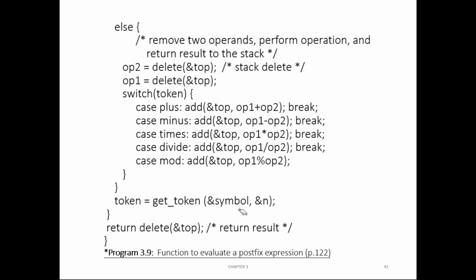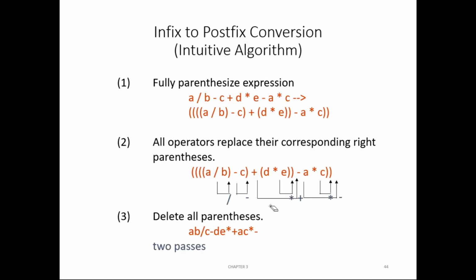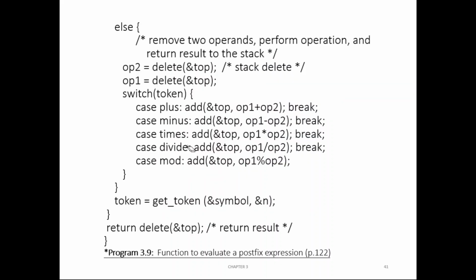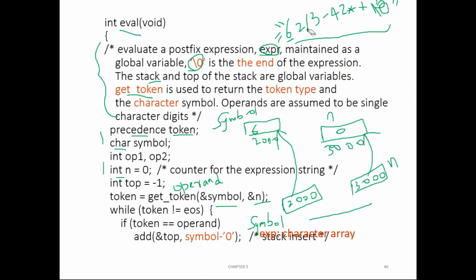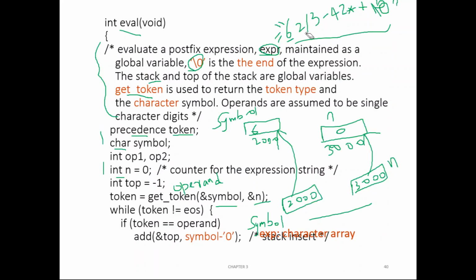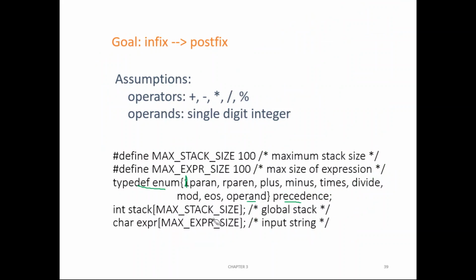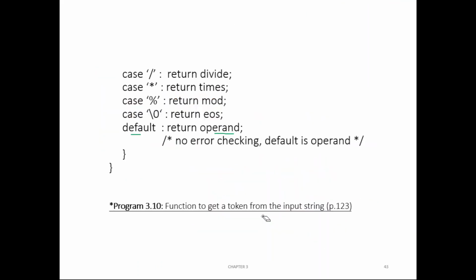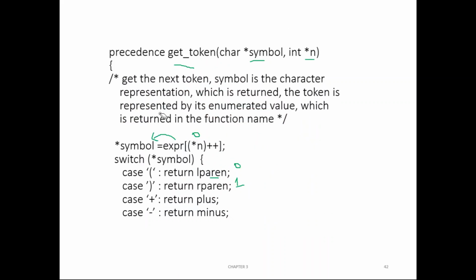Token equal to get token, ampersand symbol comma ampersand n. By that time you could have seen this n will increment to the next character. So we discussed 6, then it will be 2. Like that it will continue until it reaches the end, I mean backslash 0. Because this while loop continues until EOS. Here we have given EOS as nothing but backslash 0, right?